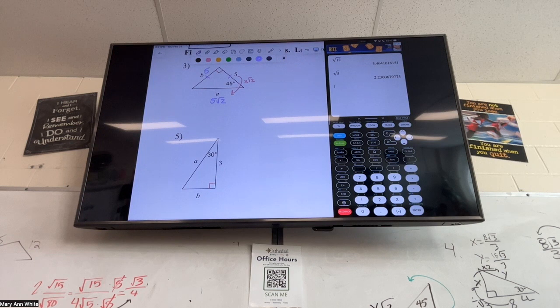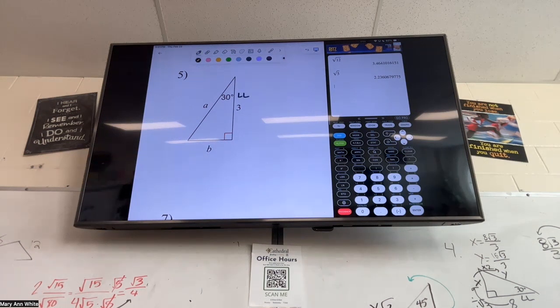All right, let's look at number 5 then. We're gonna keep going down with the odds. 30, 60, 90. Which side did I give you? Short leg, long leg, hypotenuse? Long leg. Which side's my short leg? B. What do I do to go from long leg to short leg? Divide by root 3. 3 divided by root 3. We gotta rationalize by multiplying root 3 on top and bottom. So I get root 3 over 3. Can I simplify that more? Yeah, it's just gonna be root 3.